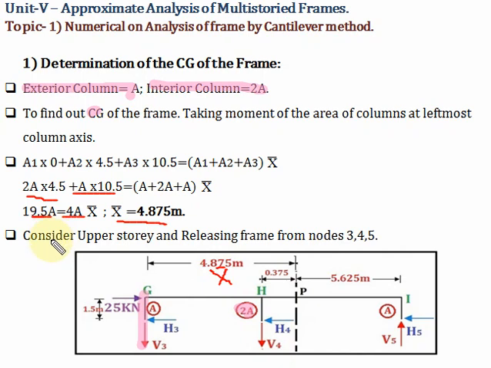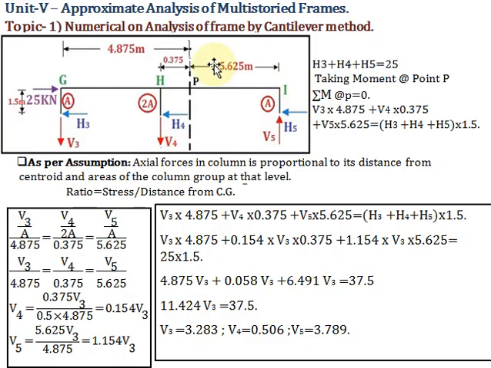Now the next step is to consider the upper story and release the frame from nodes 3, 4 and 5. Where are nodes 3, 4, 5? Here, at the center of this GF, there is node 3, here node 4 and here node 5, and this is the upper story. Now we are removing the frame from there for the analysis purpose. So here we have released that frame from nodes 3, 4 and 5.